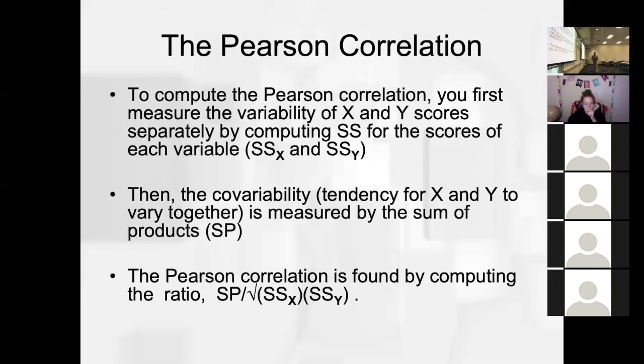And once you have that sum of products, that SP value, you find the Pearson correlation by computing the ratio of SP, that value you just got, divided by the square root of the sum of squares X times the sum of squares Y. This notation looks a little weird, but it just indicates that you're multiplying the sum of squares x times the sum of squares y, then getting the square root of that, and then dividing the SP value by that square root value you just found.